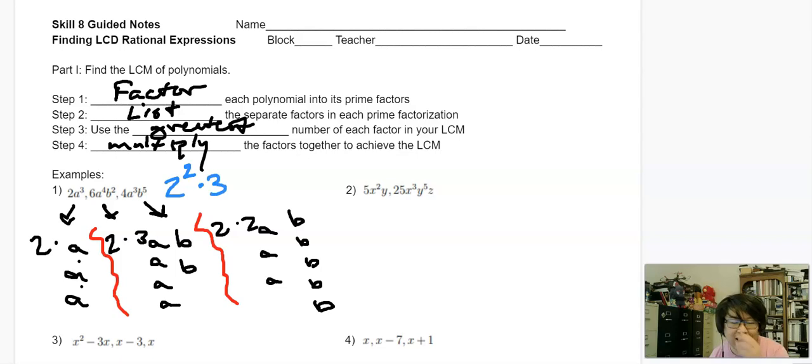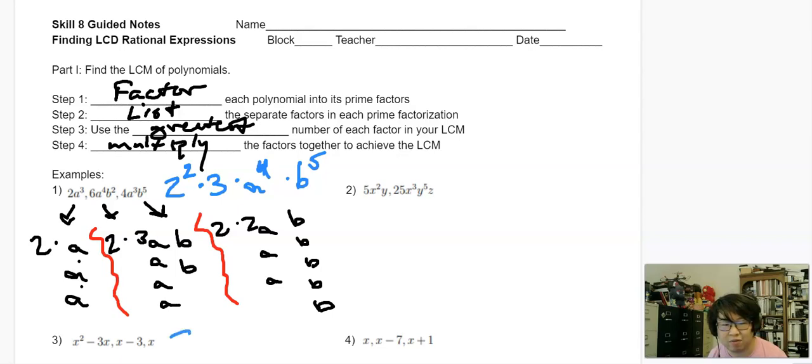And then as for the a's, I have 4 a's in the middle, 3 on the left, and 3 on the right. Well, 4 is the greatest number, so I'll be multiplying by a to the fourth. And b's, well, the highest number of b's is definitely that b to the fifth on the right. So these are all my factors of the greatest amount for each of these, and all I have to do is string them all together.